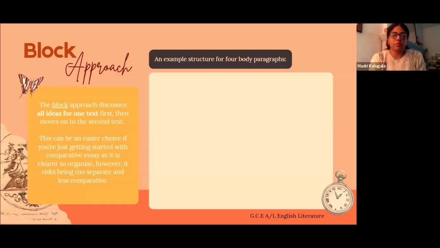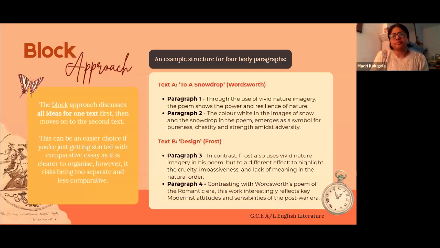So just to show you what a block approach is like, let me give you an example. Say we're looking at To a Snowdrop and Design. If we're doing 4 paragraphs, paragraphs 1 and 2 are going to be based on To a Snowdrop. Obviously you're going to expand on these paragraphs; this is just a summary of the basic point in each paragraph. So for text A, we are looking at paragraph 1 and paragraph 2. Both are looking at text A, which is To a Snowdrop.